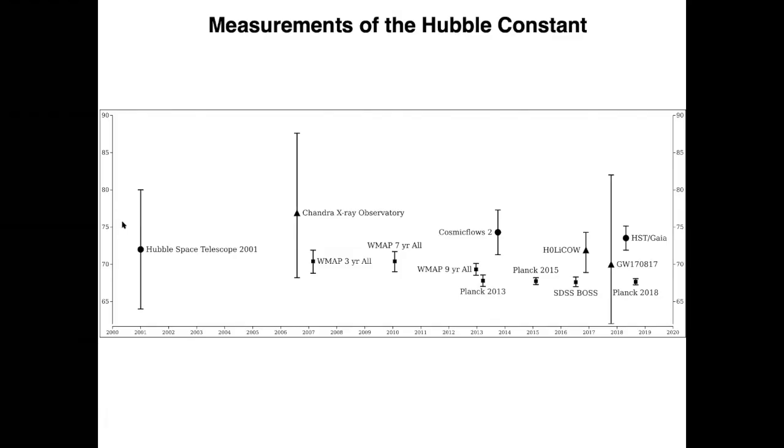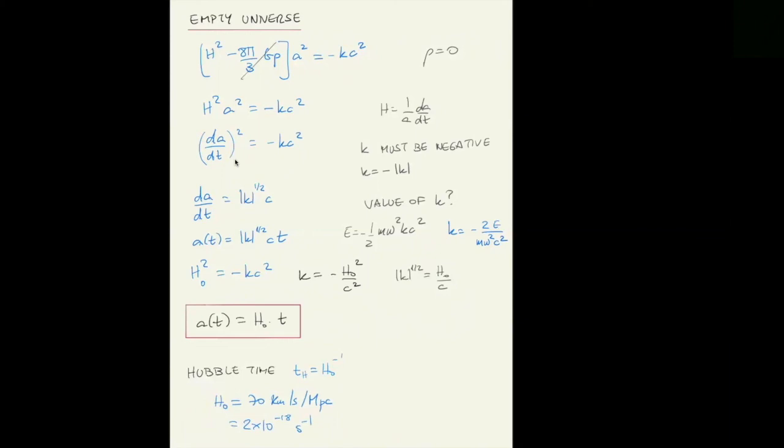The current values of the Hubble constant are shown here. They hover around 70 kilometers per second per megaparsec. If you convert that to inverse seconds, that gives you about 2 times 10 to the minus 18 per second. So you invert that, you have an age for the universe, which is about 0.5 times 10 to the 18 seconds. That is roughly 14 billion years. So if the universe was empty, this would be its age.